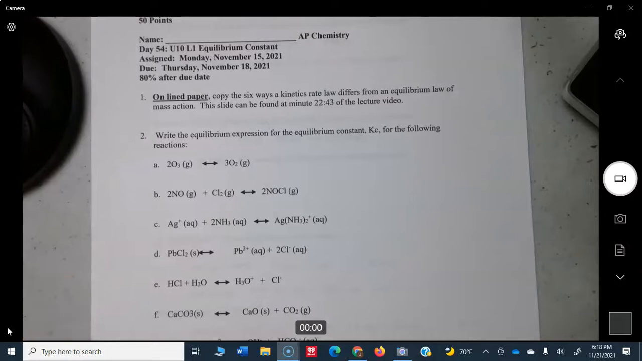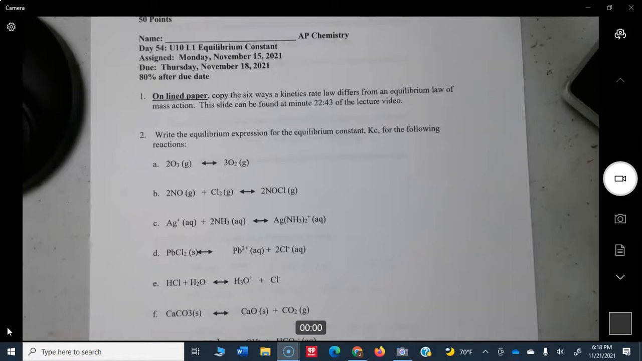So write the equilibrium expression. It's really called the law of mass action. We can call it equilibrium equation, equilibrium expression. Its formal name is the law of mass action. I do tend to use that, but just understand when you hear that, it is the equilibrium expression. So for the equilibrium constant Kc.